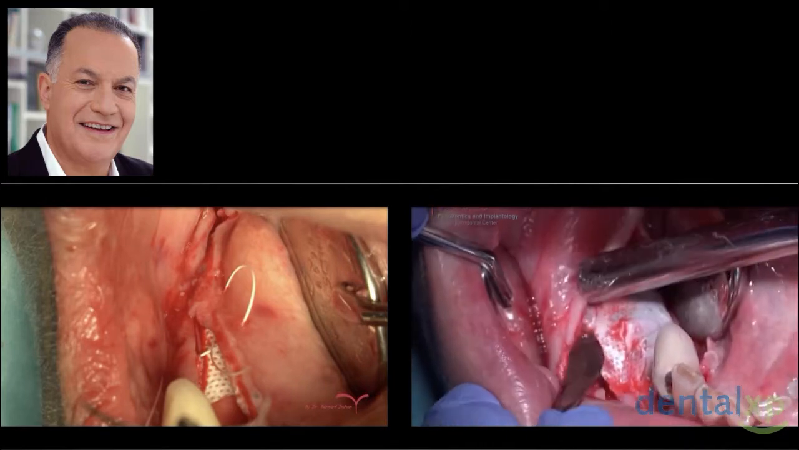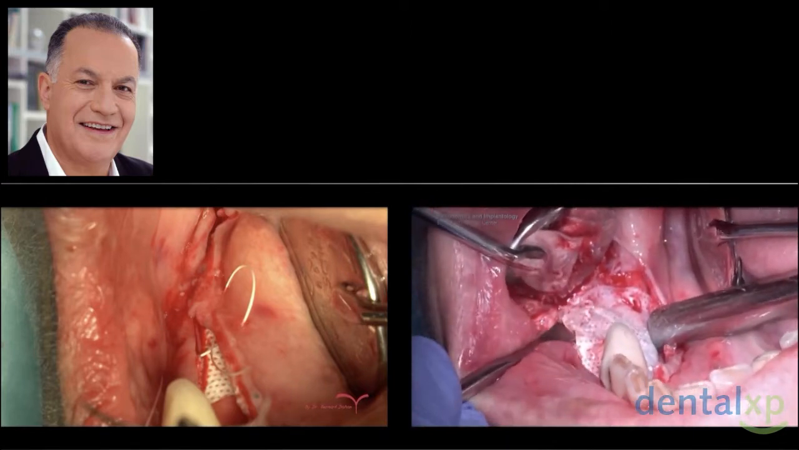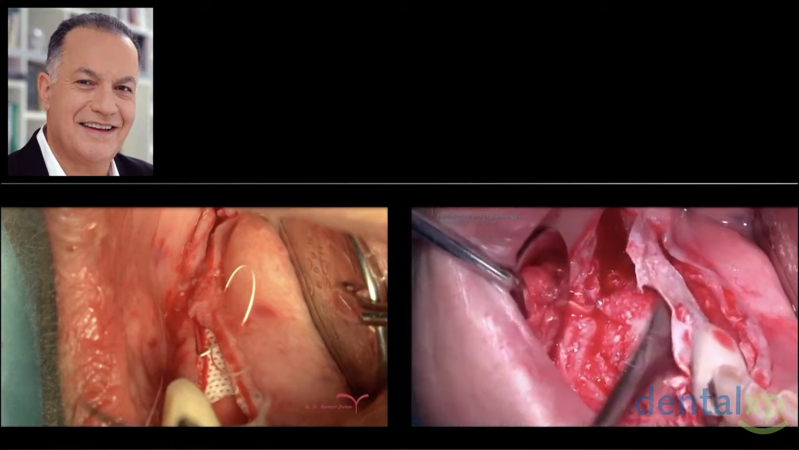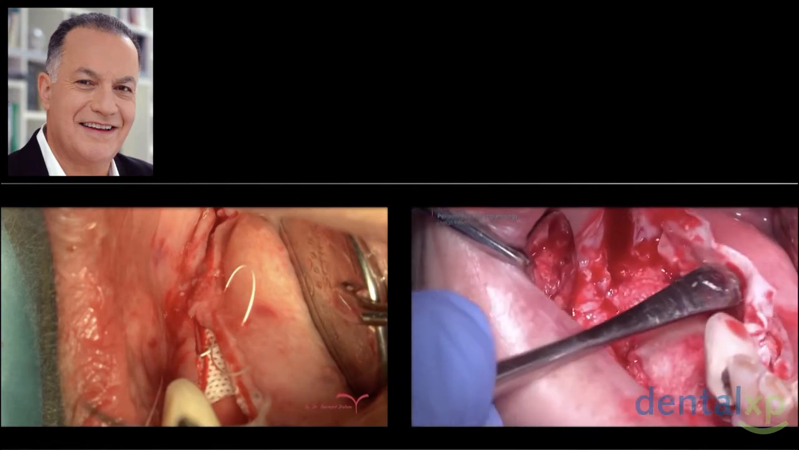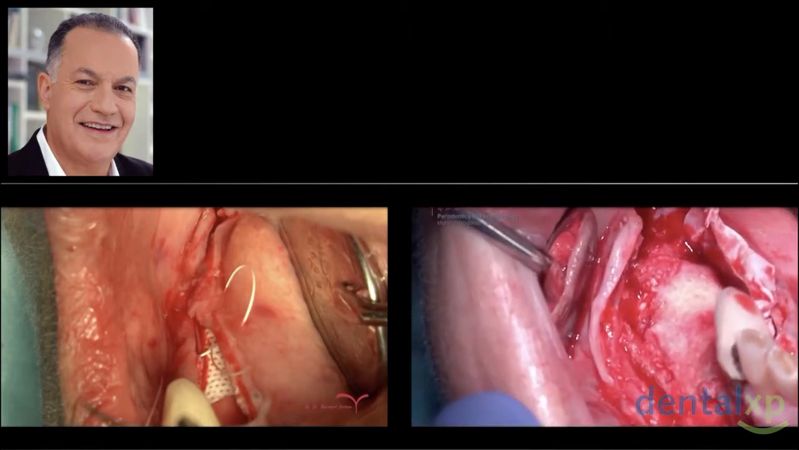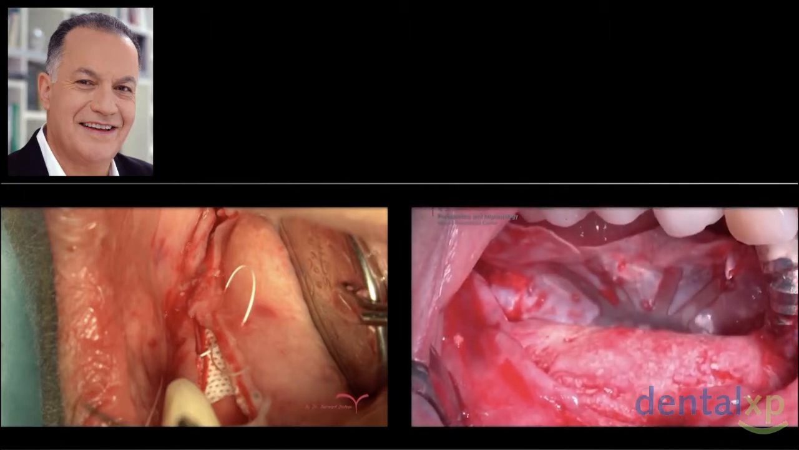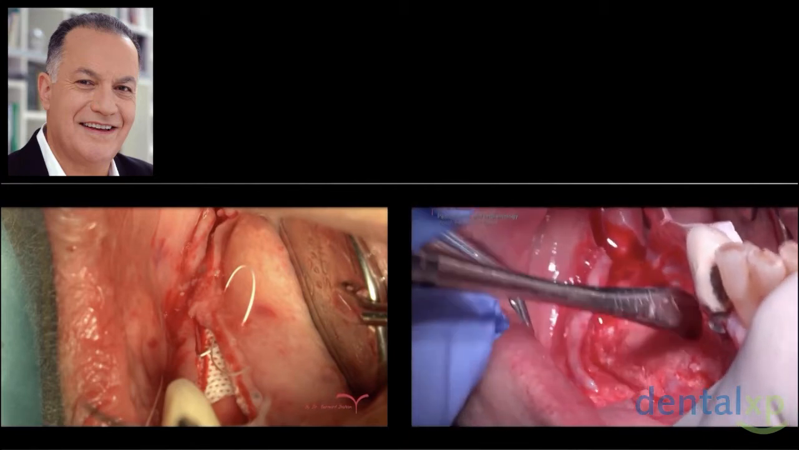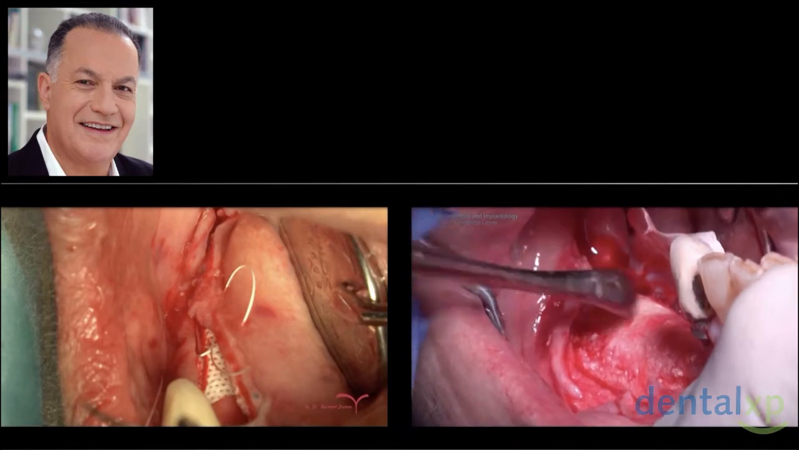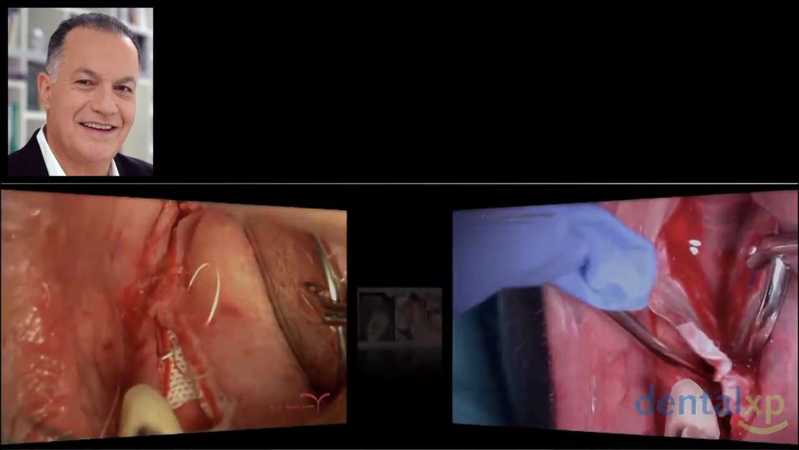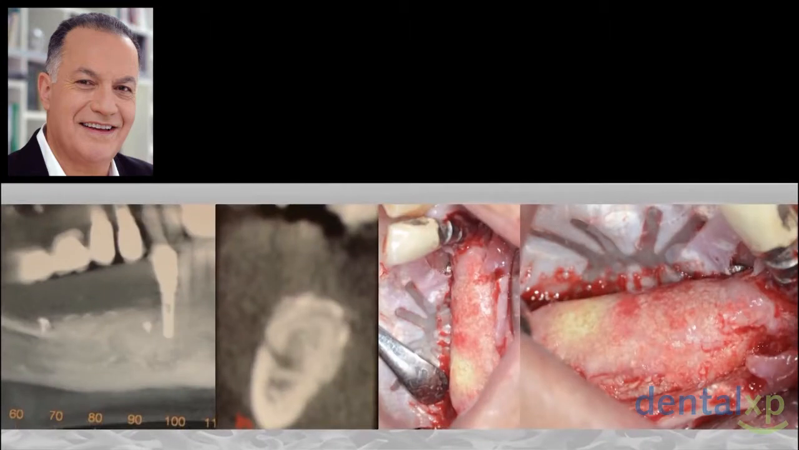Removing the pin. Releasing the non-resorbable membrane, and we can see the bone quality we have achieved. Very stable and very predictable bone.